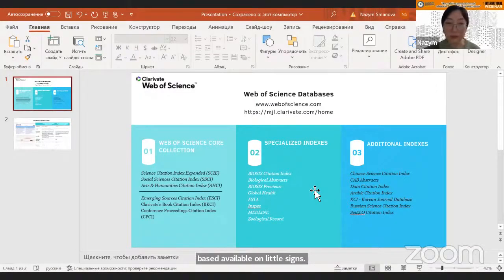For example, BIOSIS Citation Index and Biological Abstracts cover life science journals. Global Health includes information on health and public health. And for example, FSTA provides information on food sciences and food technology for professionals who work in the food sector.